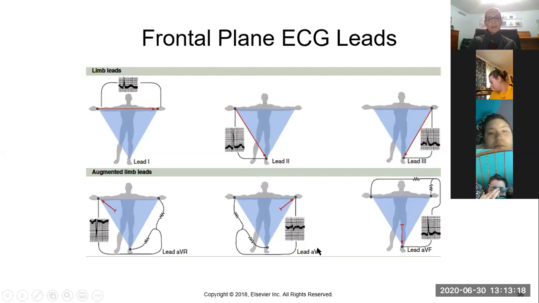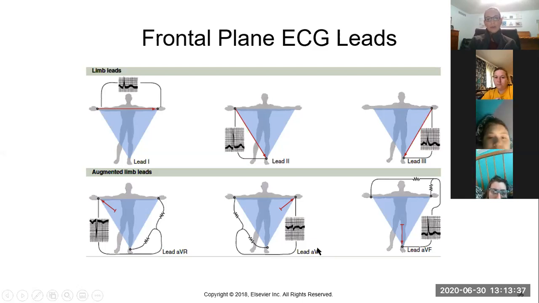All right, so here's again the standard limb leads. Lead 1 is left arm is the positive, the right arm is the negative. And then this chart shows you the lateral view of the heart, okay?